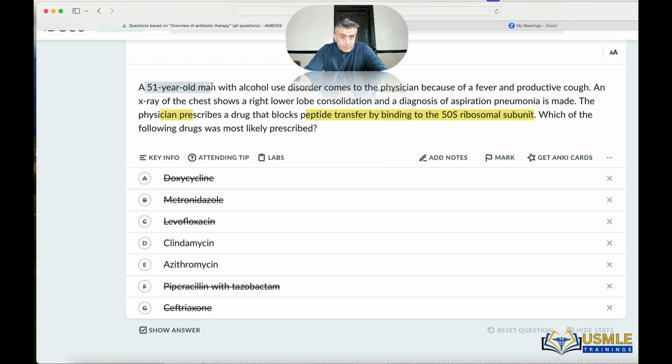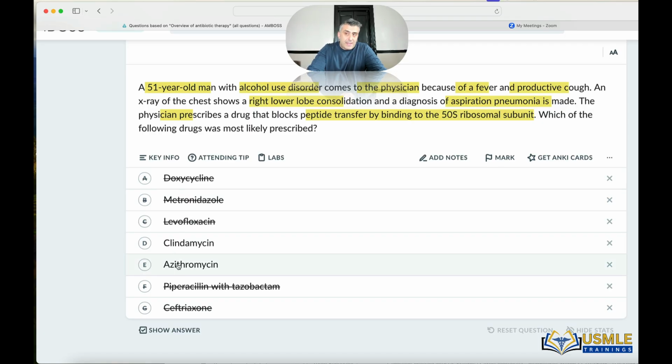A 51-year-old man with alcohol use disorder comes to you because of fever and productive cough. X-ray shows right lower lobe consolidation. Ding, ding, ding. Diagnosis is aspiration pneumonia. This is where you need to know the knowledge. There are certain medications that you give for anaerobic infections. Clearly, these two are inhibiting 50S.